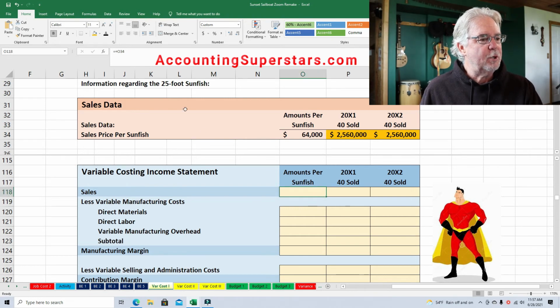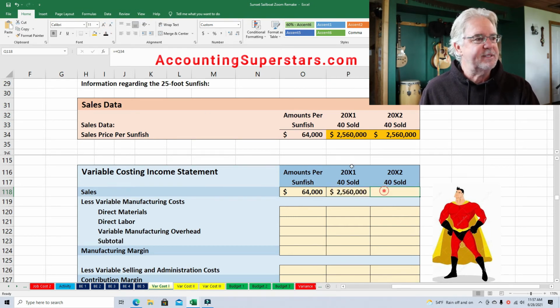So the sales per Sunfish, the 25-foot sailboat. All right. And here are the sales for 2001, sales for 2002. And folks, I just got the numbers from right up there.